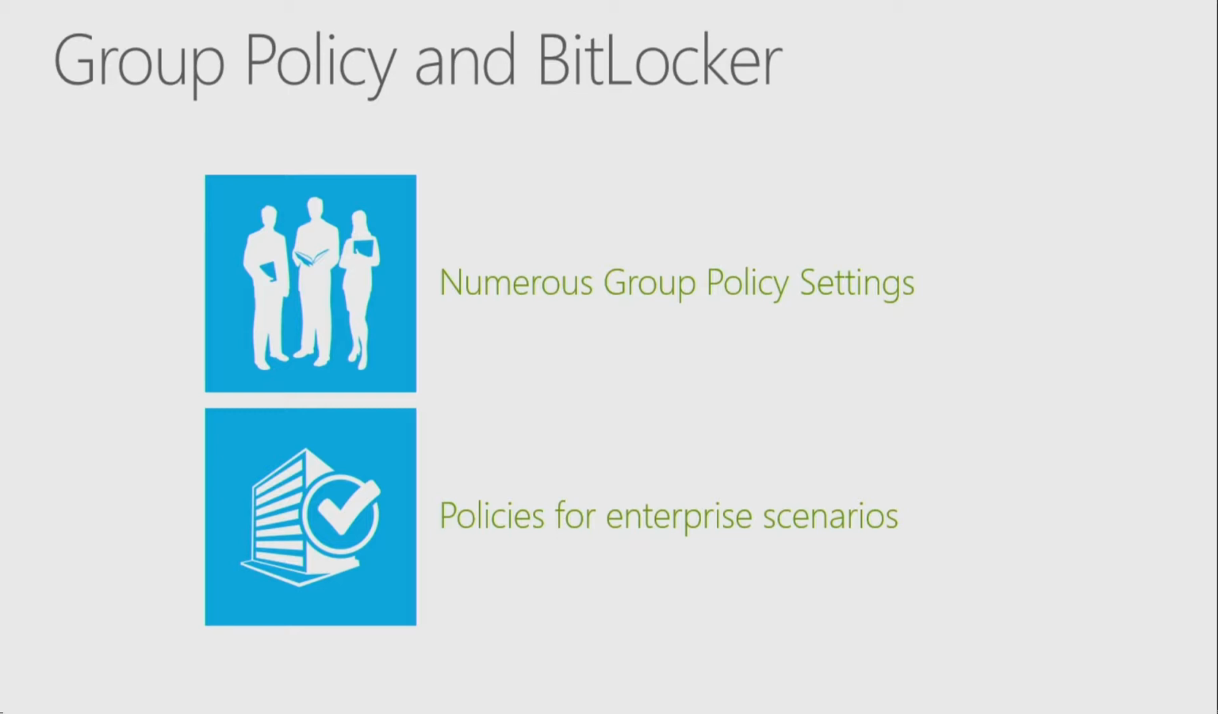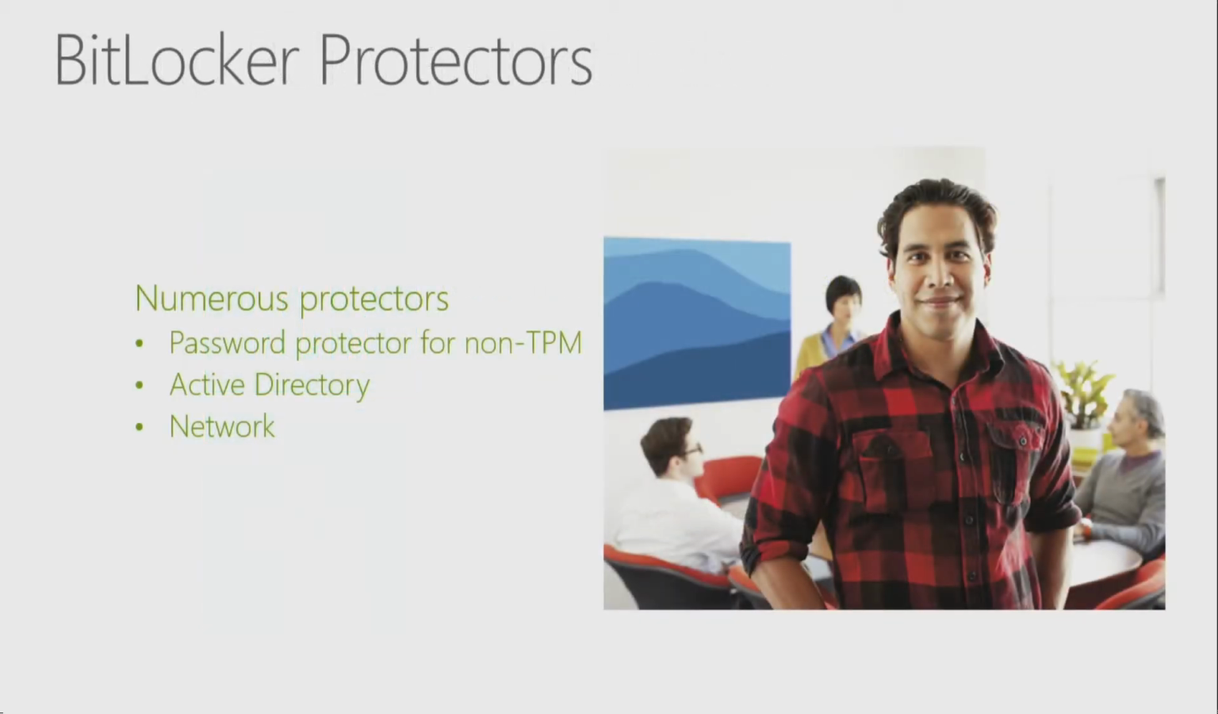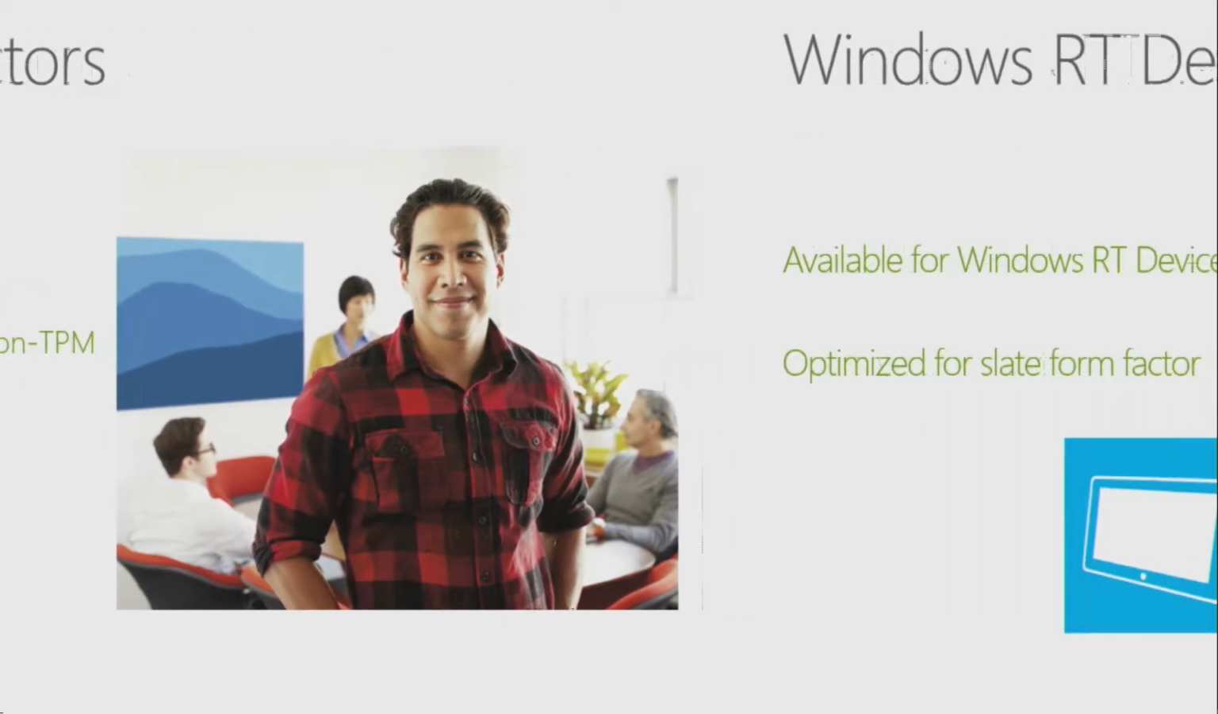So we've now allowed settings around the unlock method, how to recover protected drives, encryption ciphers, and of course we can use group policies to enforce that. Password protectors for non-TPM machines, which of course we can do, and the same with Windows To Go drives, Active Directory or network, we've talked about that.